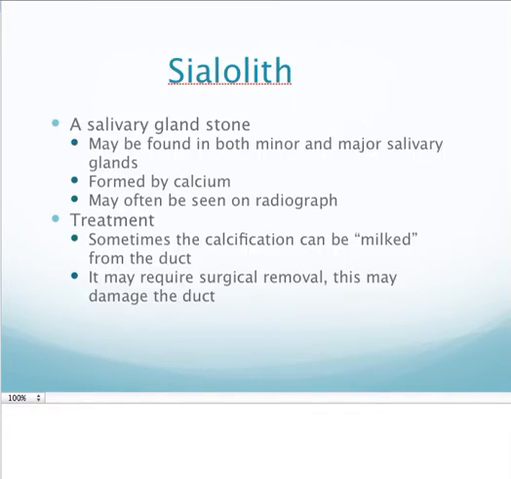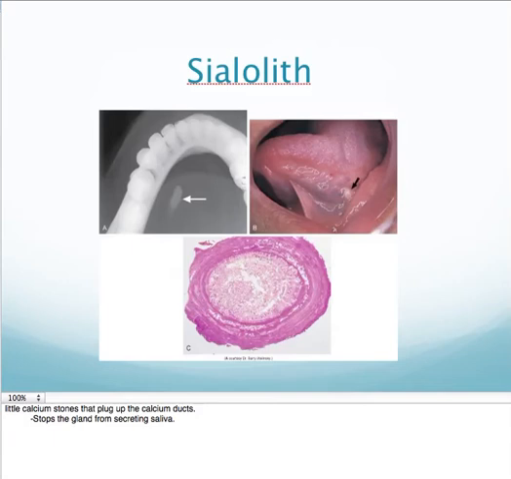Okay, sialolith, a salivary gland stone. It may be found in both minor and major glands. It's formed by calcium, and it's often seen in x-rays. Treatment of a sialolith is either you milk the calcification from the duct, or you require surgical removal to get it out. So here's an example of it.